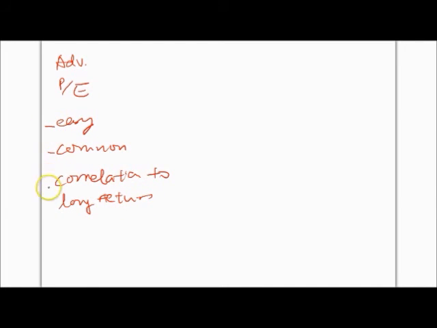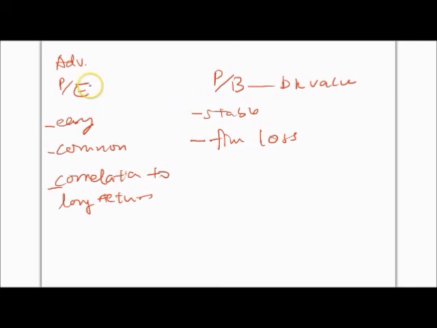And advantages of using a PB ratio: it's stable, because B, the book value, does not fluctuate as much from quarter to quarter, and it can be used even when the firm has a loss. In the case where a firm has a loss, you cannot use the PE ratio anymore because there will be negative earnings. But we still can continue to use the PB ratio. Hence it's a good ratio to use for firms in distress.